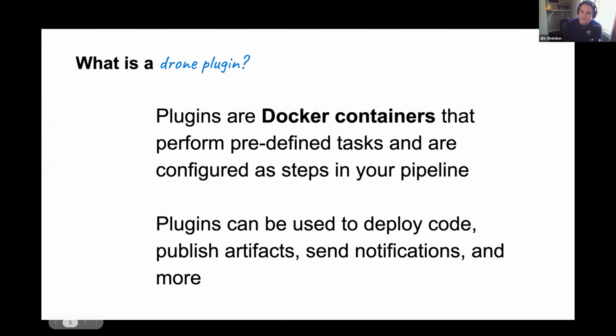So what is a Drone plugin? Plugins are Docker containers that perform predefined tasks and are configured as steps in your pipeline. Plugins can be used to deploy code, publish artifacts, send notifications, and more. So a Drone plugin is just a Docker container that's been designed to run as a step in a Drone pipeline.